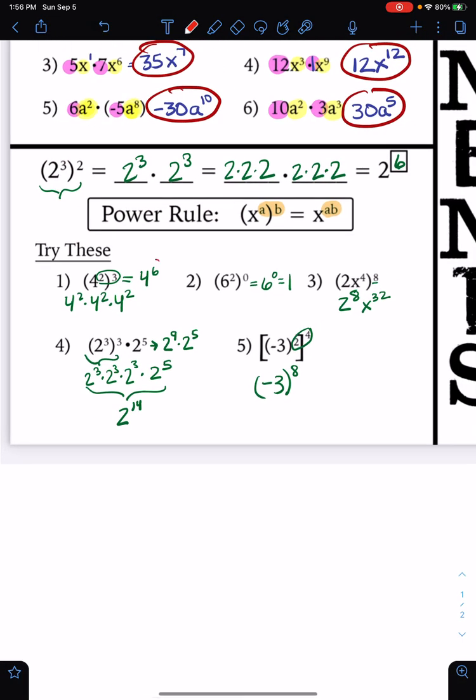And in some of these cases, depending on what the directions say, you could multiply, like your answer to number 1, you could actually do 4 times 4 times 4 times 4 times 4 times 4 and get a really big number. You could use your calculator for that. Or for number 5, you could multiply negative 3 times negative 3, 8 times, and see what you get for that answer. It just depends on what the question is asking for, so you'd want to read your directions very carefully.